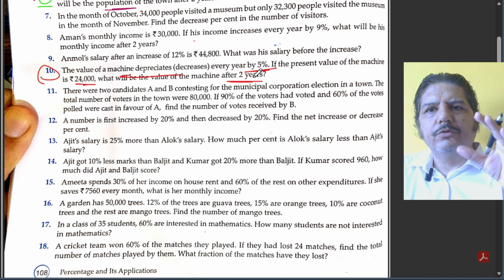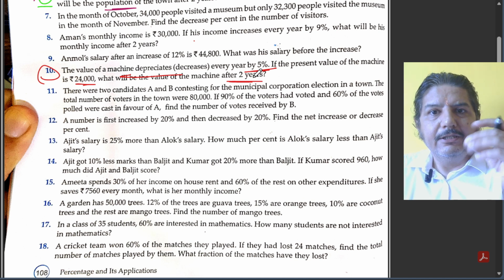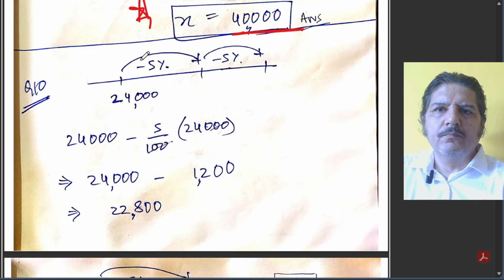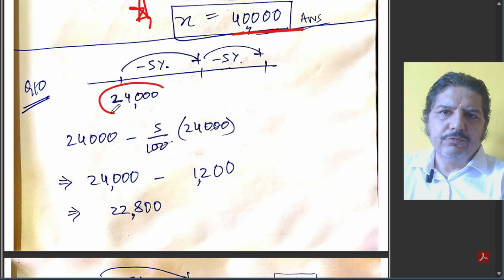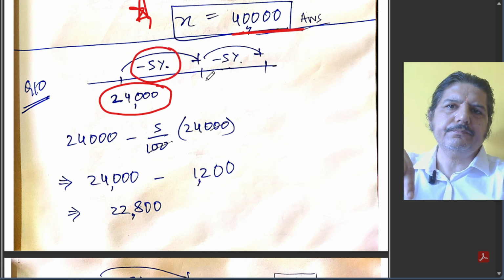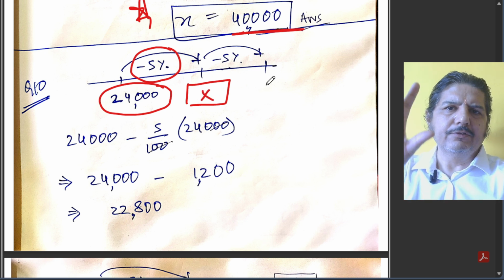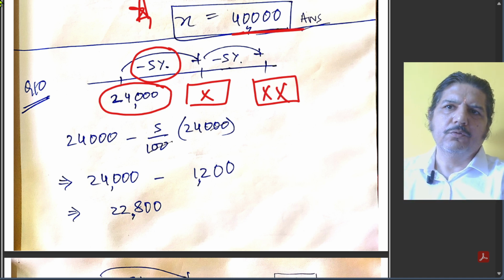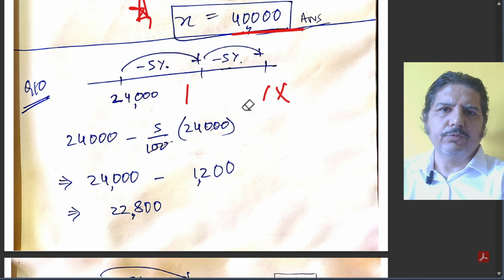See, in all these problems, you should understand where exactly you are in the present. So let's look at the solution. See, 24,000 is the value today. After 1 year, it will decrease by 5%. So we'll calculate this figure first. Then once we have the answer, we'll depreciate or decrease it by 5% more, and then we'll have this answer. So we'll do this question in two steps.